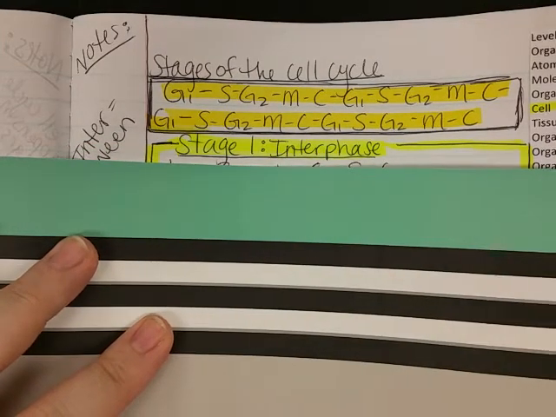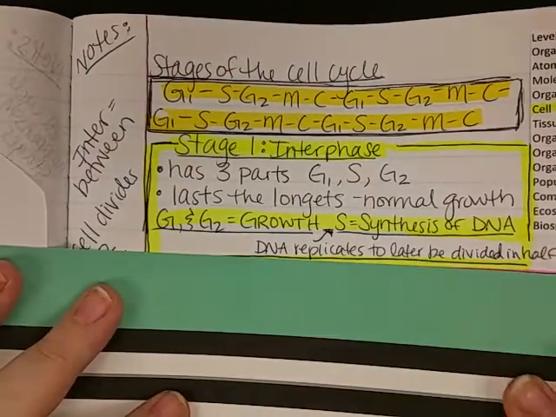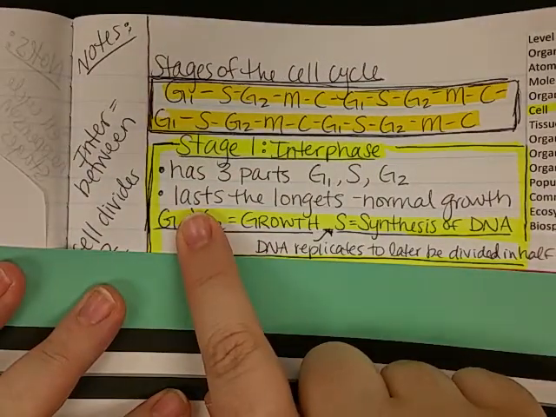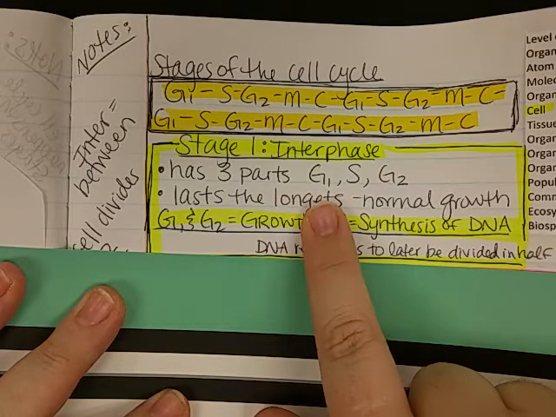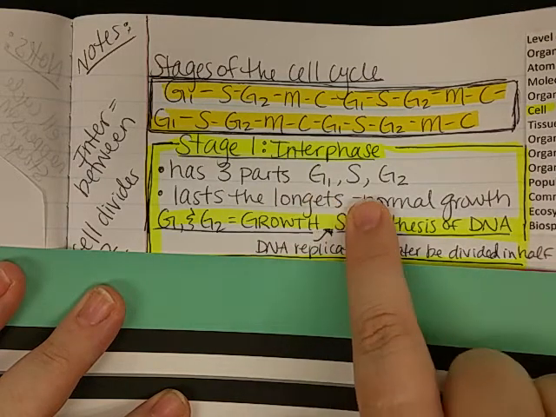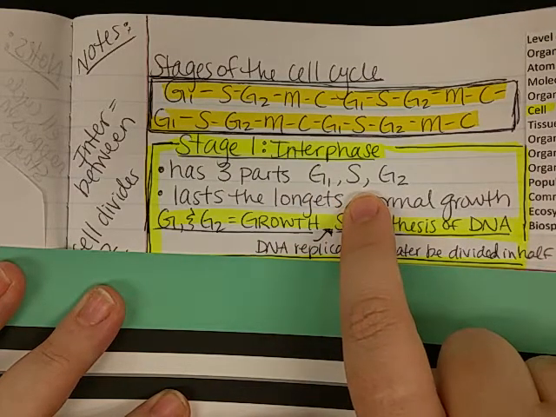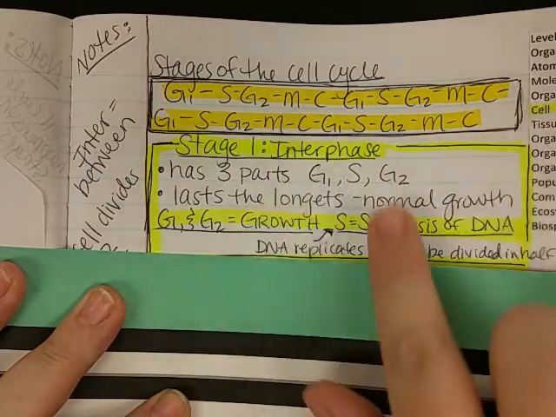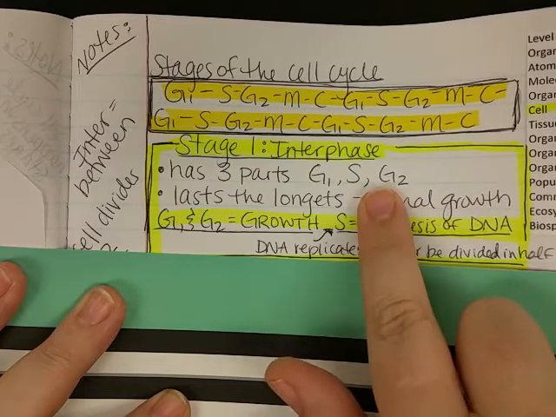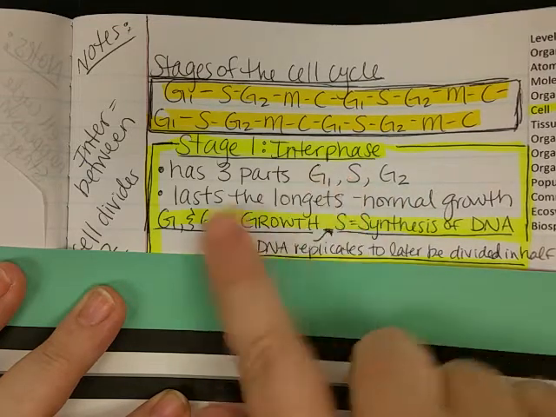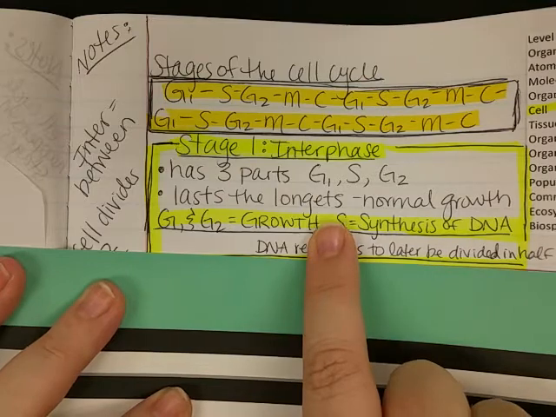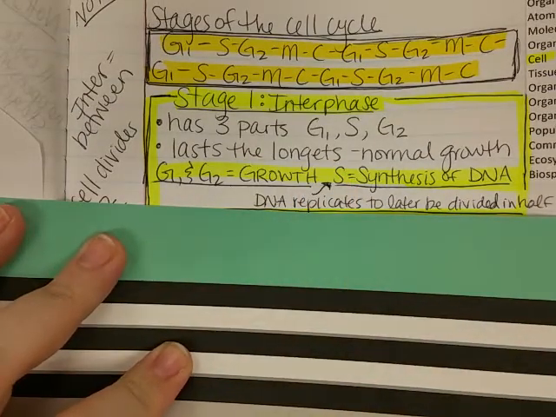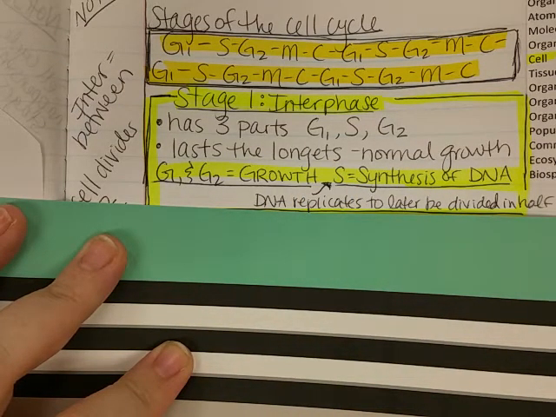First stage is interphase. Okay, interphase has three parts. G1, which stands for the first growth. S, which is synthesizing new DNA, is where the DNA replicates, or you get two sets of DNA. And then G2, which is the second growth stage. Okay, interphase lasts the longest. It's just the normal growth. Just when a cell is just doing its thing, not actively dividing, it's in interphase.